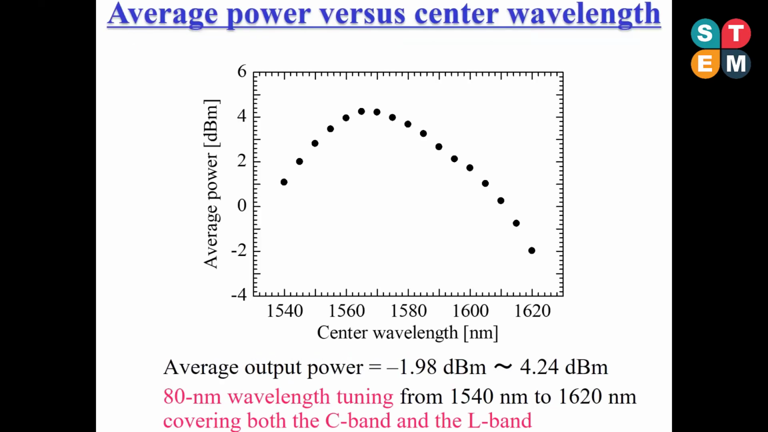This figure shows the average output power measured as a function of the center wavelength. The output optical power ranges from minus 1.98 dBm to 4.24 dBm, and the center wavelength can be tuned from 1540 nanometer to 1620 nanometer. This wavelength tuning range of 80 nanometer covers both the C band and the L band.